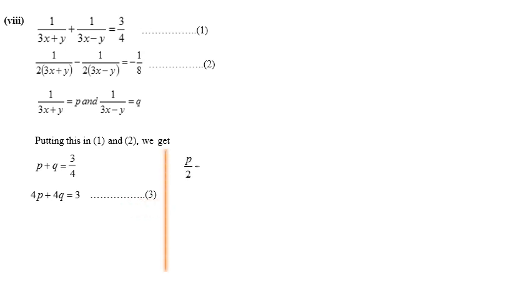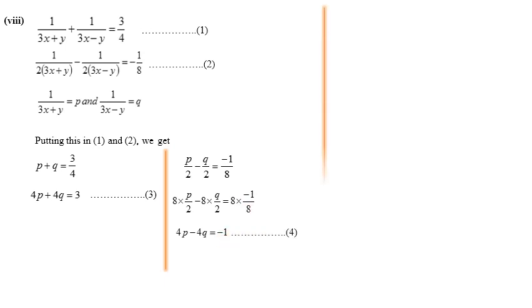And the next equation will change to 1 by 3x plus y is p, that is p by 2, and q by 2 is equal to minus 1 by 8, equation number 2. Then what you have to do is take the denominator LCM and multiply it, and here LCM is 8, multiplying everywhere 8, that is 8 into p by 2 minus 8 into q by 2 equal to 8 into minus 1 by 8. After cancellation, 2 and 8 cancel and get 4, and 8 cancel will get as minus 1, and label it as equation number 4.